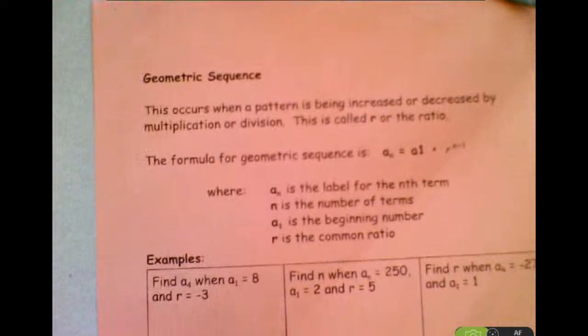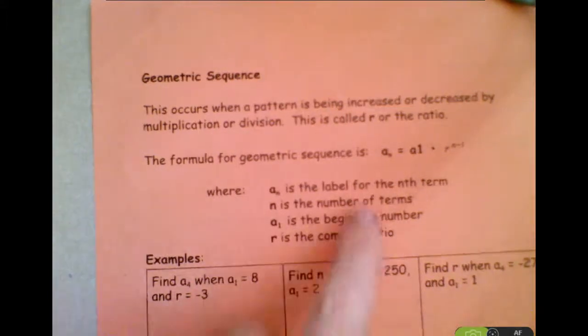What's the difference between an arithmetic sequence and a geometric sequence? Hey, Abby? Arithmetic is adding or subtracting, geometric is multiplying. Excellent. So arithmetic is adding or subtracting, and geometric is multiplying or dividing.